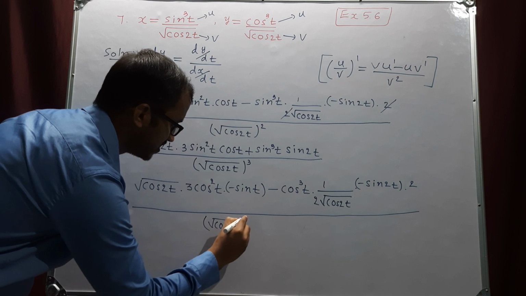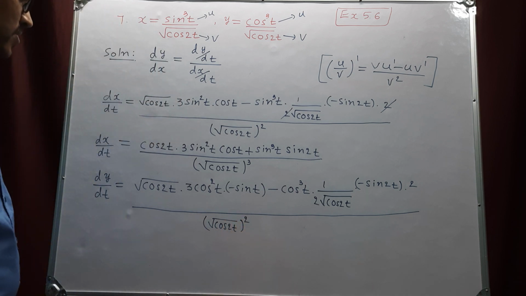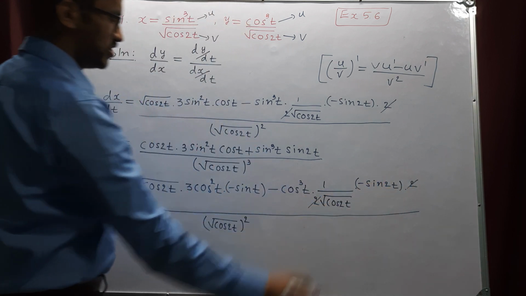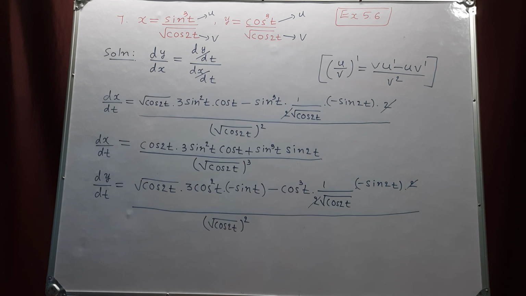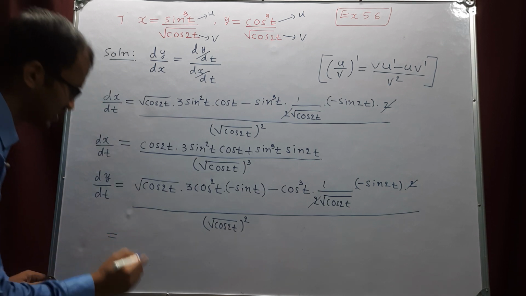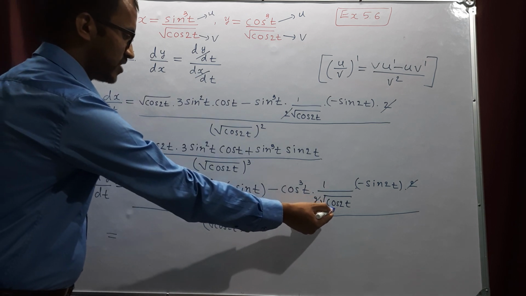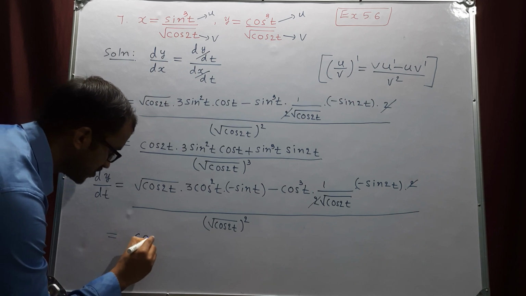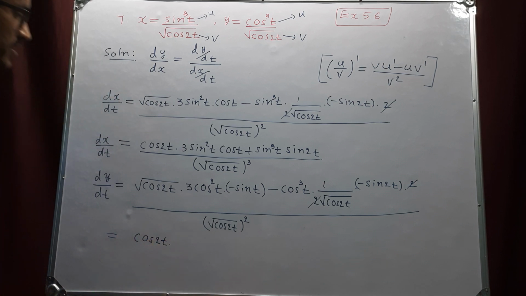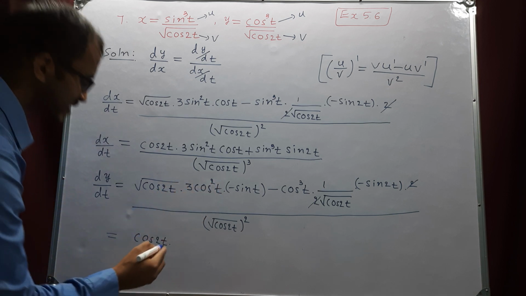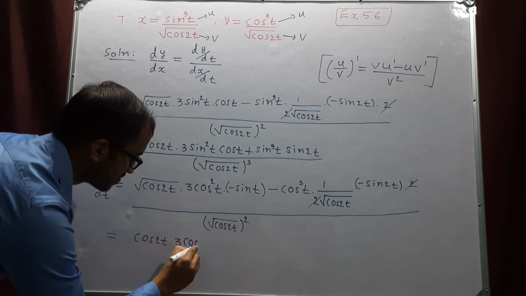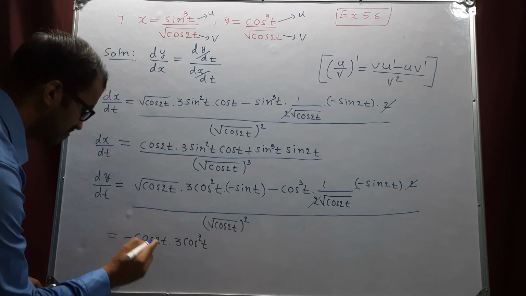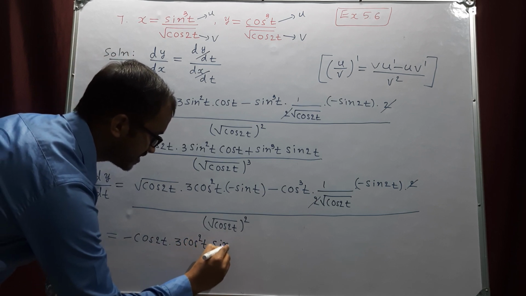Root of cos 2t whole square. Now again simplify this one. Here we can cancel 2. Again root of cos 2t can be taken as LCM. So that is equals to root of cos 2t into root of cos 2t, that is cos 2t, into 3 cos square t, into minus sin t, that is minus sin t.